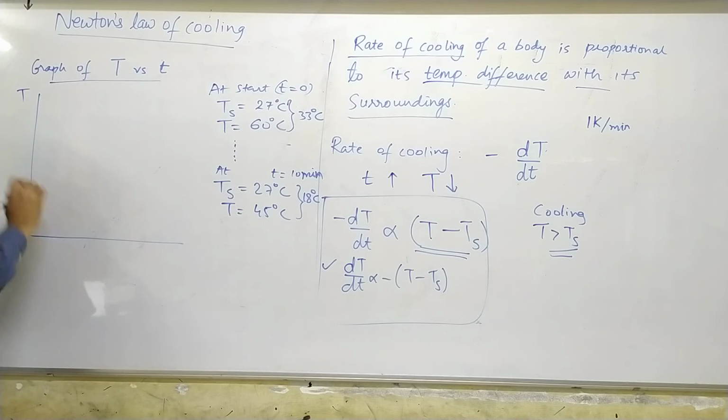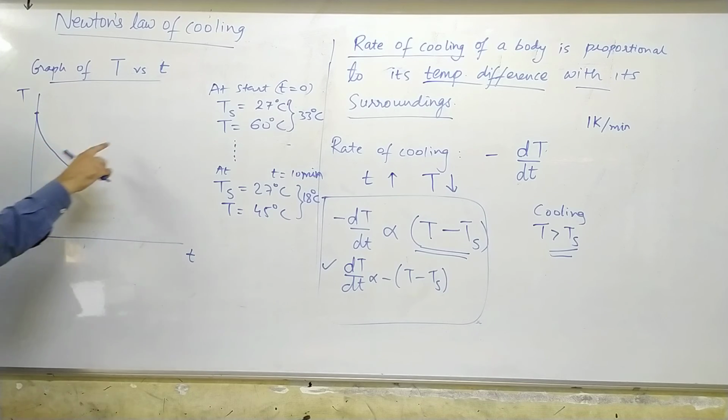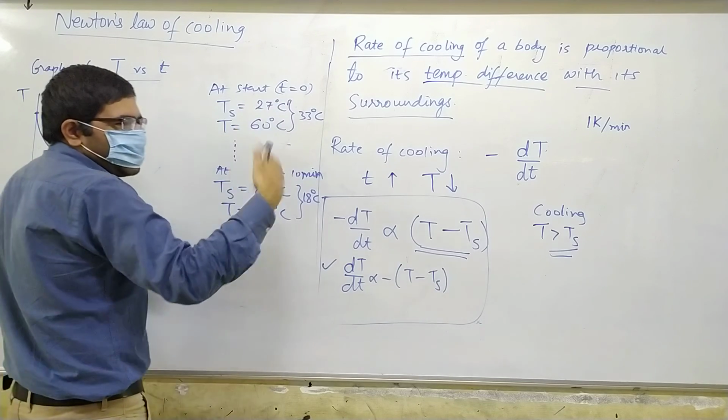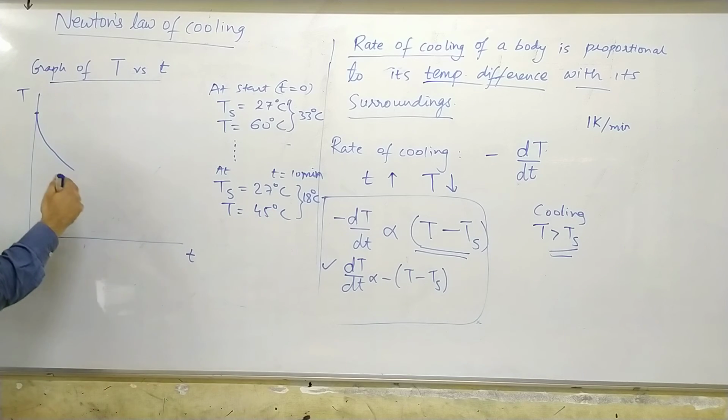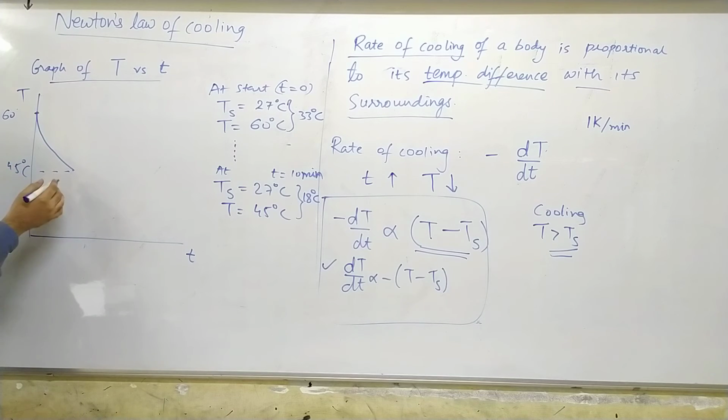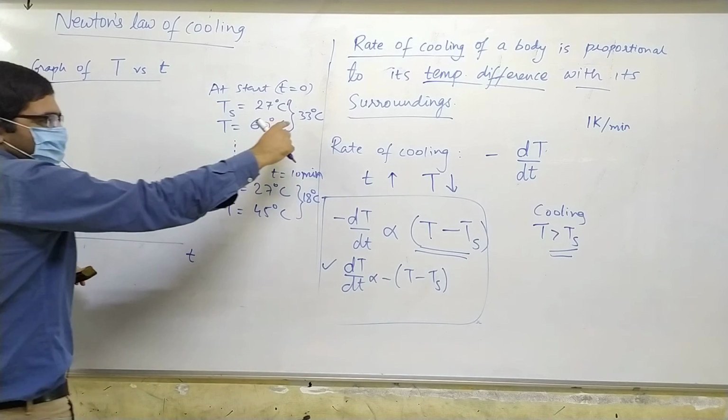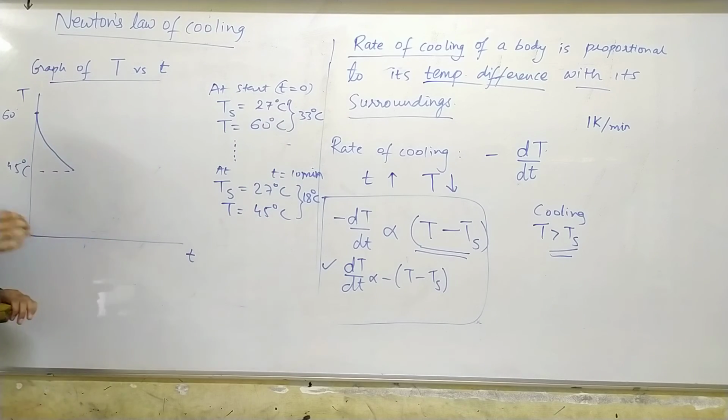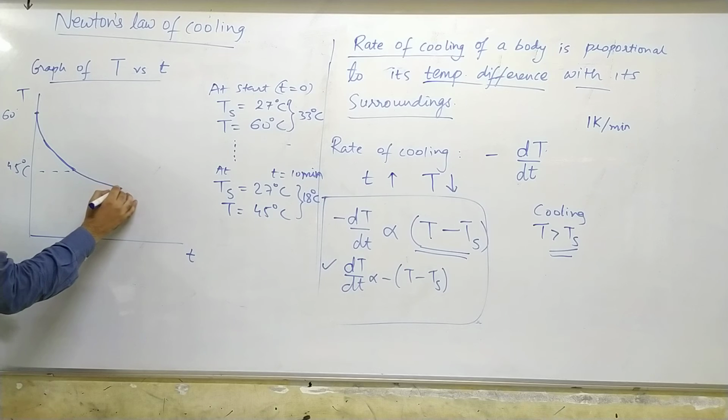So what this means is at the start the temperature starts to drop quickly, because this difference is more, the cooling is fast. But gradually, as you come from 60 to now, let's say 45, the difference is only 18, not as big as 33. So that's why the rate of cooling also decreases, and now the temperature will change slowly. So that is what is going on.